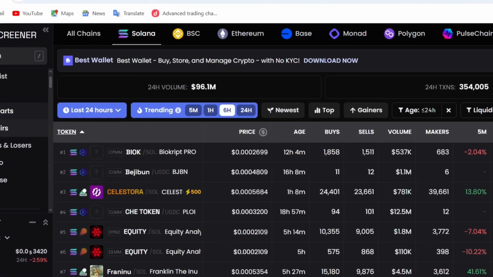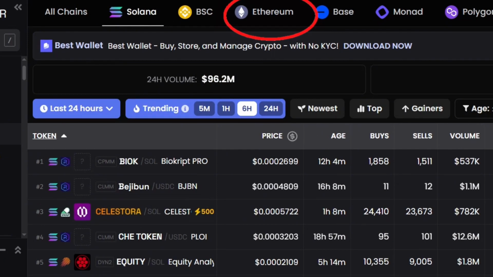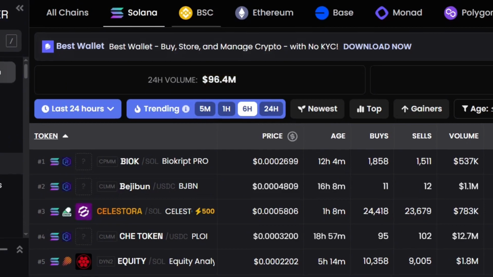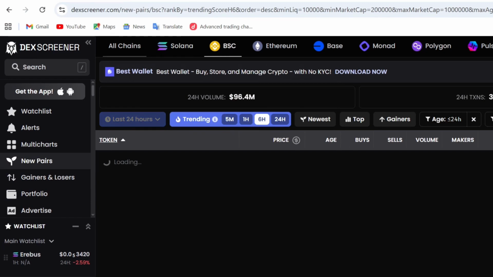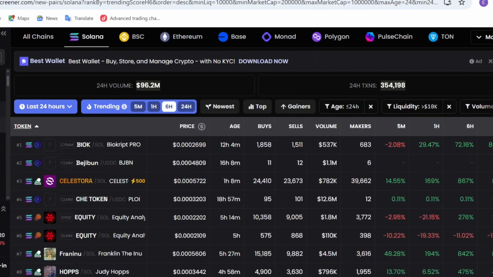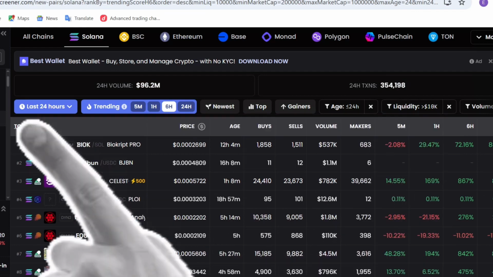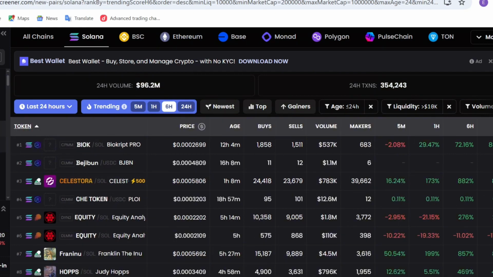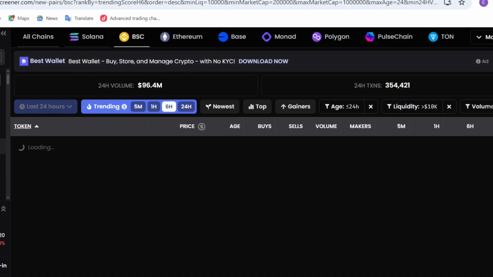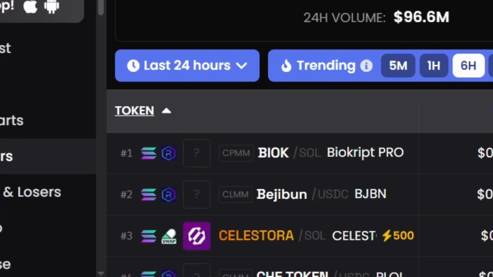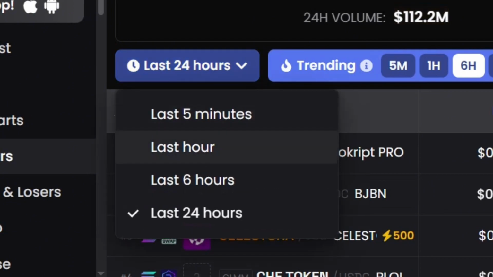Then at the top, you'll see all the chains: Ethereum, BSC, Base. But for me, Solana is the best. Fast, cheap, predictable, and it's the chain I personally use every single day. Now, at the top navigation, there are 6 important filters you must use: hours, trending, age, liquidity, volume, and market cap. Last 24 hours. This pulls data from the past day so you can see what's actually moving right now.